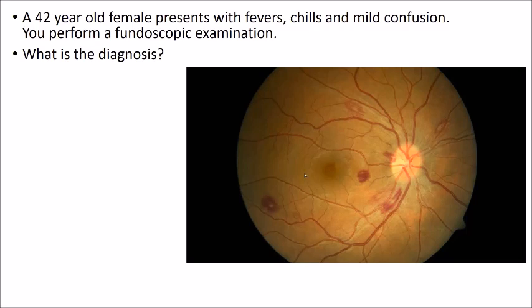So I told you that it may be Roth spot, but there may be some other differential diagnoses also. Could it be tuberculosis? Yes. Could it be tuberculosis? Less likely. The tubercle appearance is a little different, not like this hemorrhage.